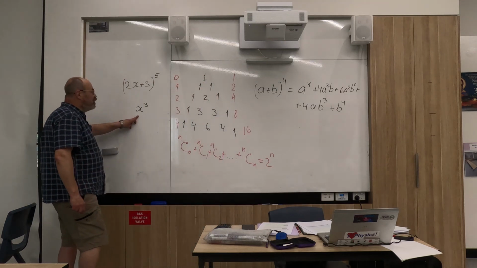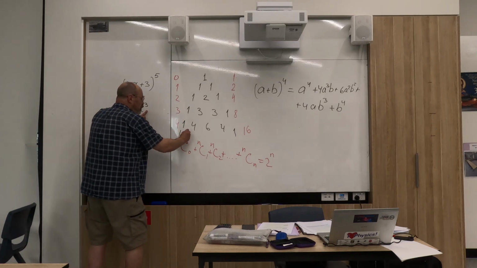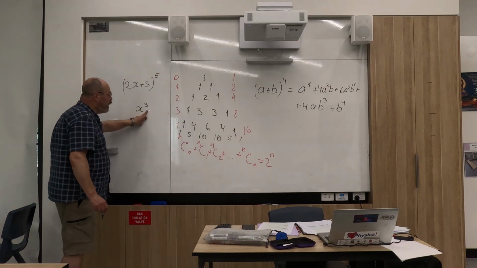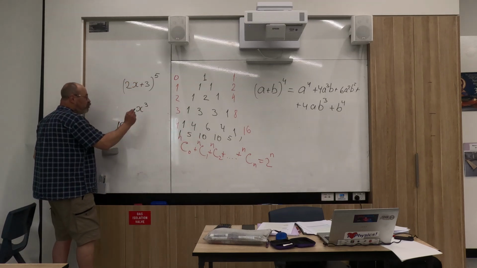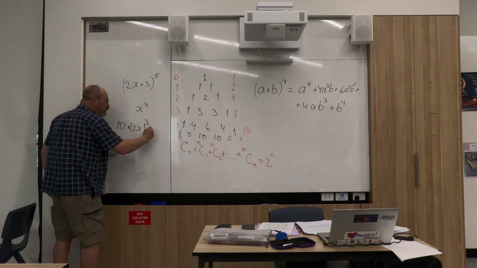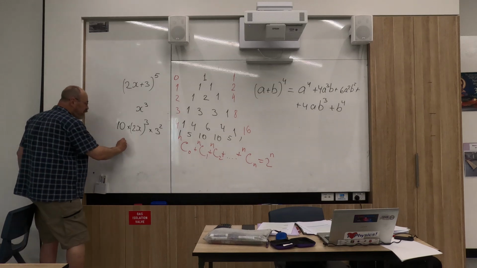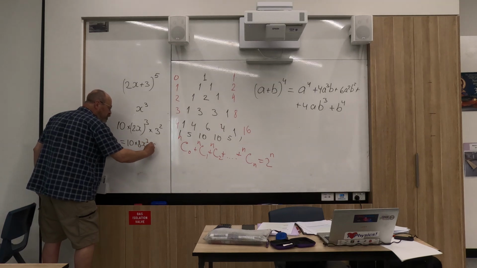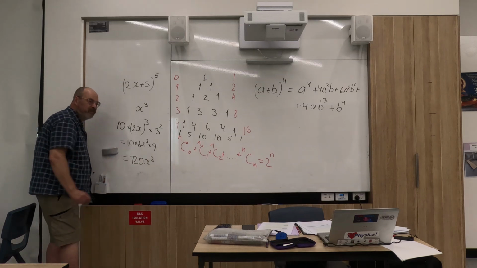We go through this row: 1, 5, 10, 10, 5, 1. So for x^5, x^4, x^3, the coefficient will be 10, but we will have it times (2x) to the power of 3 times 3 to the power of 2. So that will be 10 times 8x cubed times 9. That will be 720x cubed. Good job.